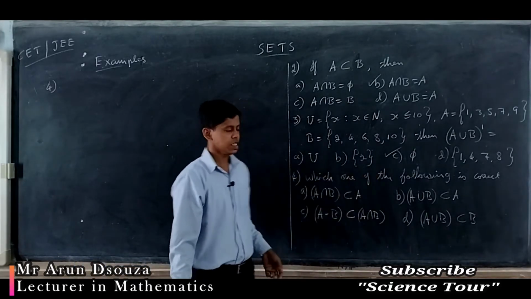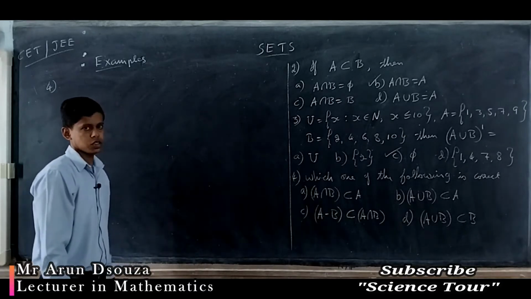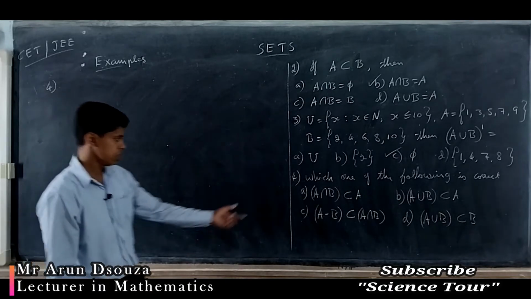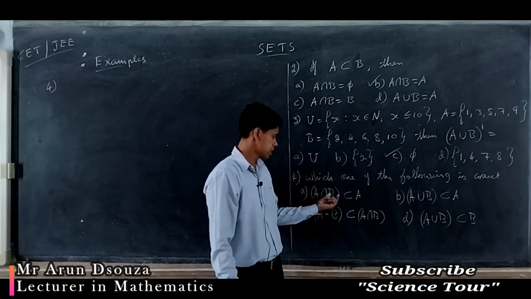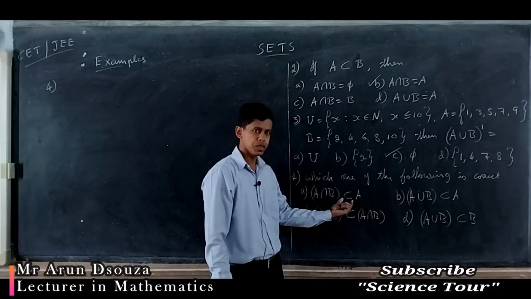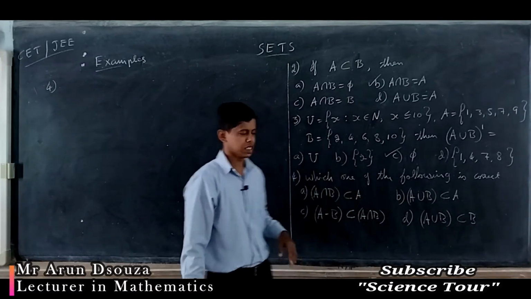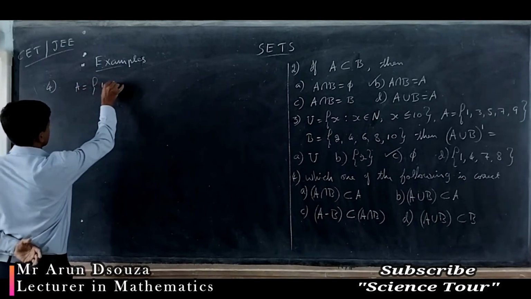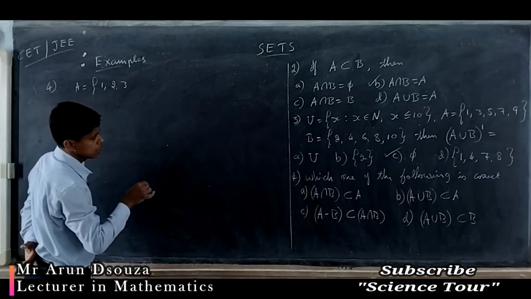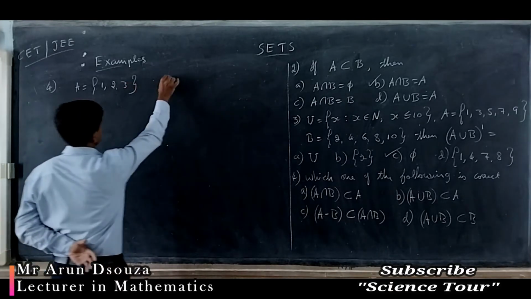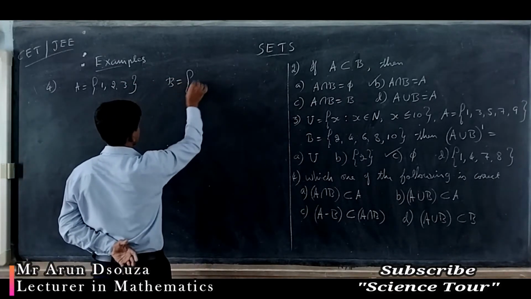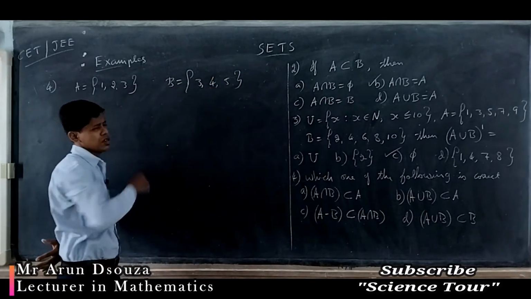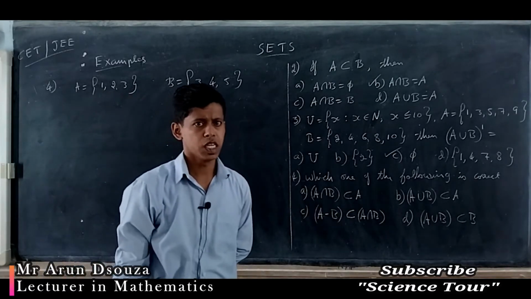Which one of the following is correct? So there are 4 options. You have to select which one is correct. You have A intersection B subset of, okay, how do you read this? A intersection B is a subset of A. We will take examples to understand this. Let me take A as 1, 2, 3 and B I will take 3, 4, 5. I have taken one element common just in case you want to make sure.